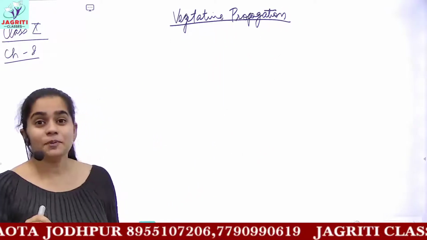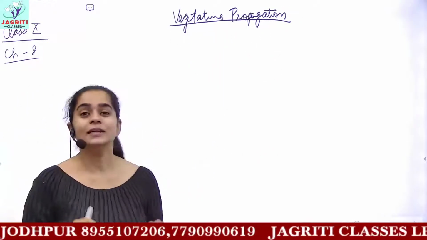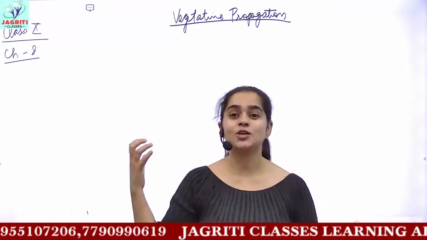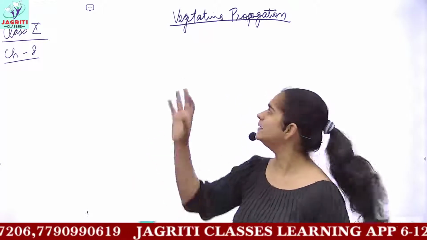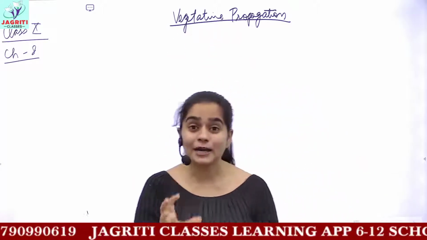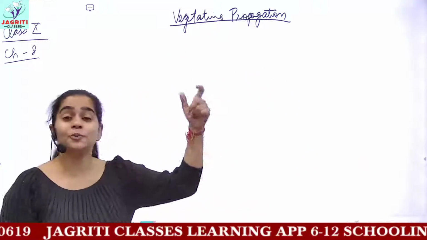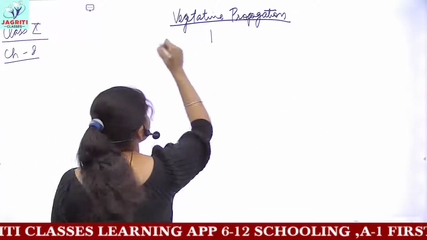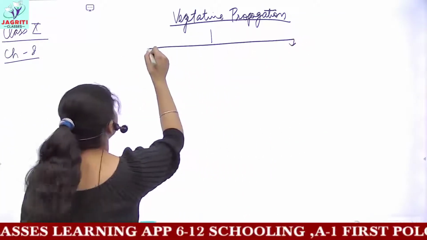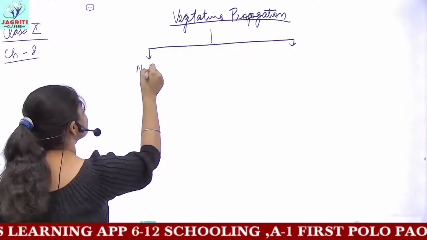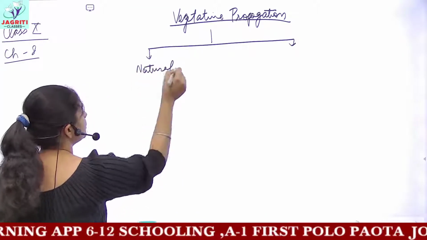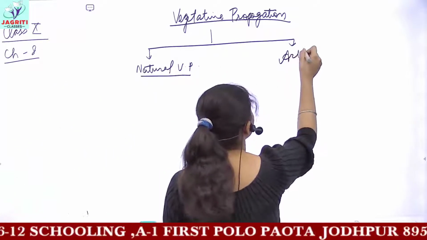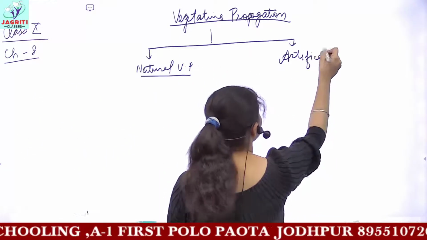So, a quick revision: vegetative propagation is a method in which we do not use the reproductive parts of the flower or the plant. Instead, we use the vegetative parts to propagate the plant. Vegetative propagation can be divided into two categories: natural vegetative propagation and artificial vegetative propagation methods.